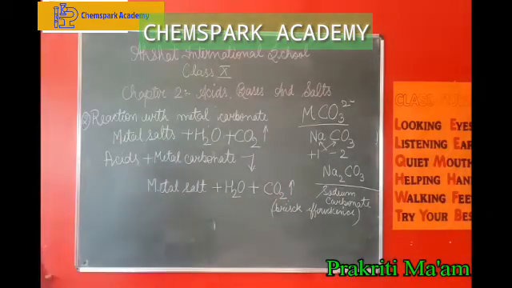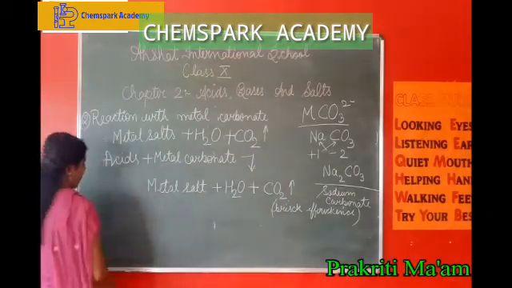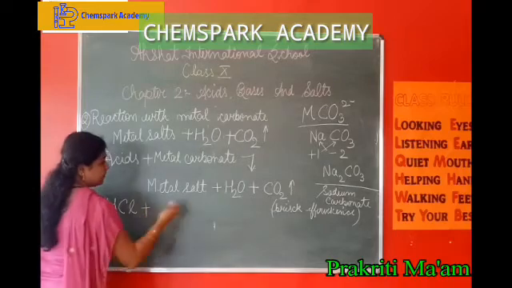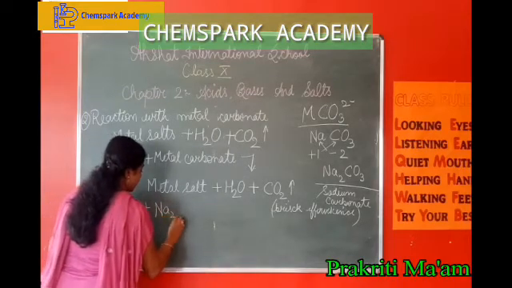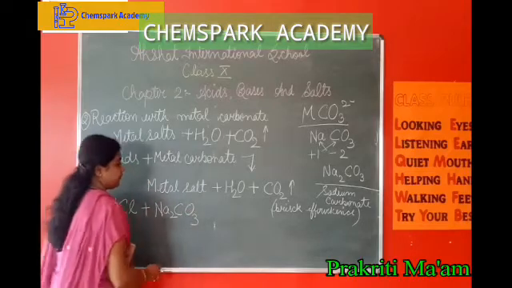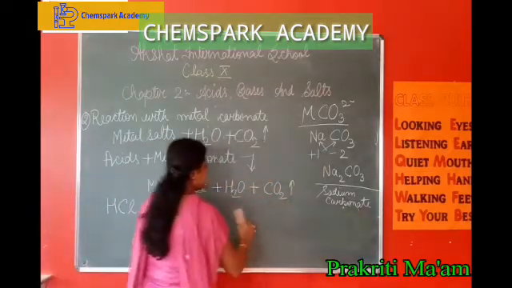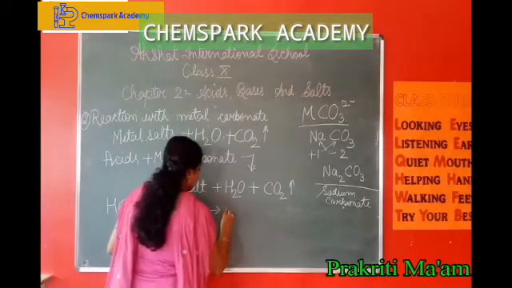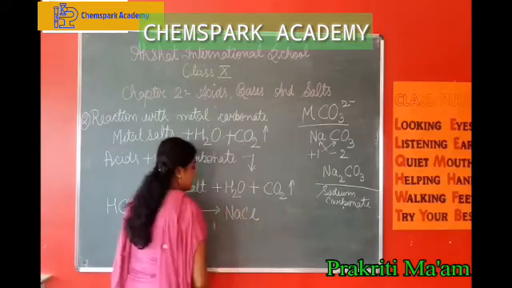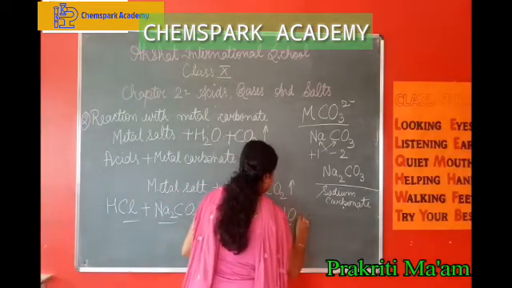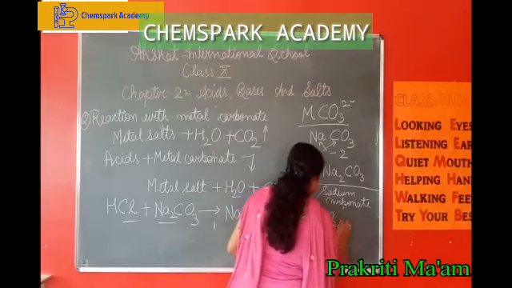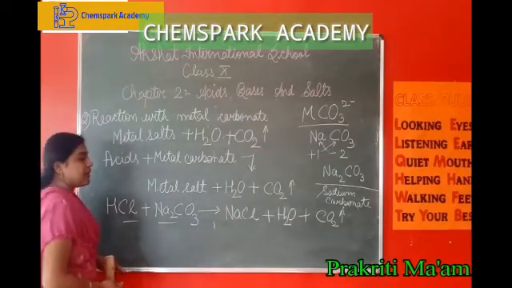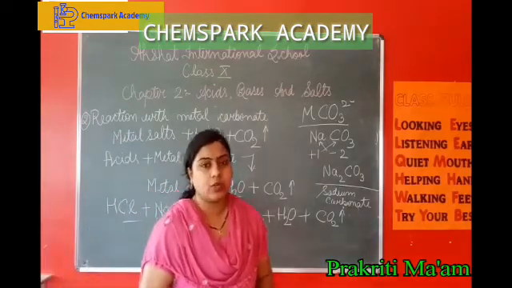Let's just have a small equation. Suppose we have hydrochloric acid and we have sodium carbonate, that is Na2CO3. We have already seen that a metal salt will be formed. Metal salt, that is we have NaCl plus we will have water, and carbon dioxide gas will be released in the form of brisk effervescence. We need to write the names beneath the acids and the bases in the chemical equation.